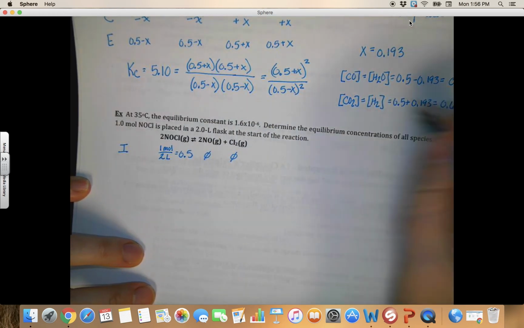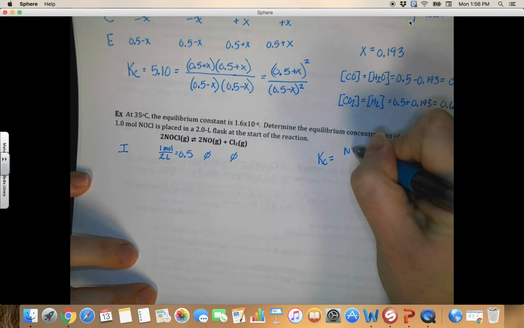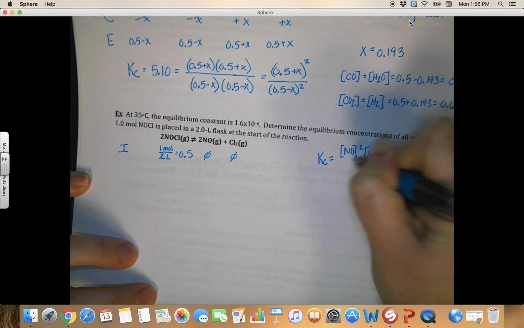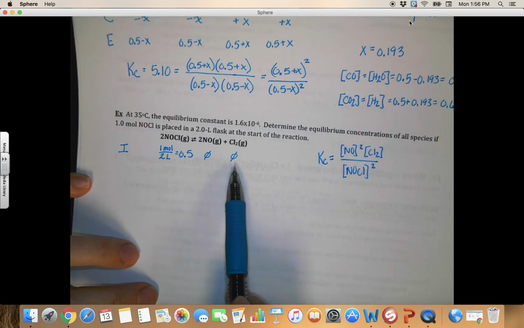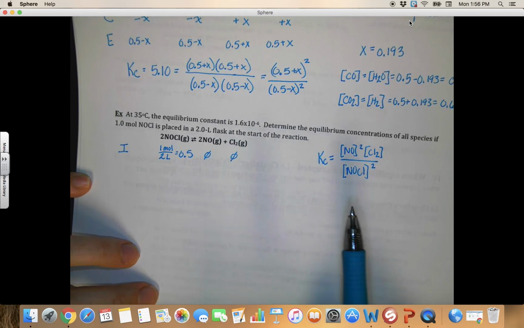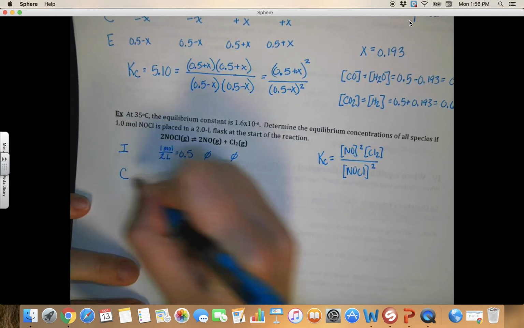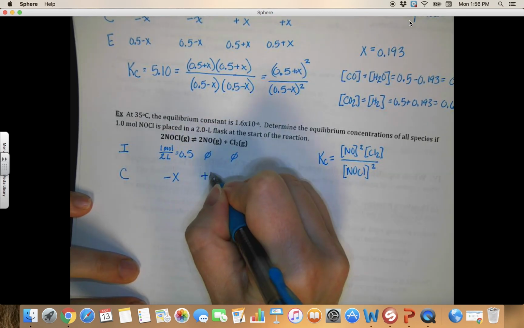Okay, so my Kc expression here is going to be products, NO squared times chlorine, over NOCl. Well, if I have 0 of my product and it's in equilibrium, I'm going to have some product. So we don't have to do anything fancy of calculating Q here. We know that we're going to lose some of our reactant and we're going to gain our product.